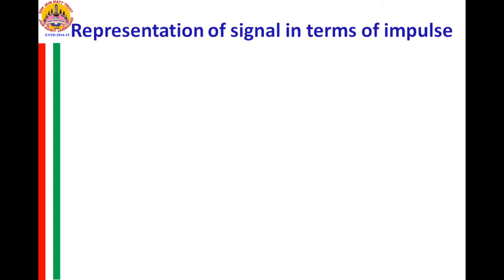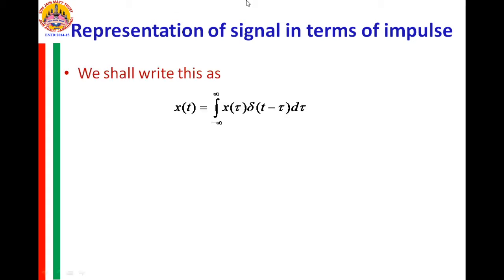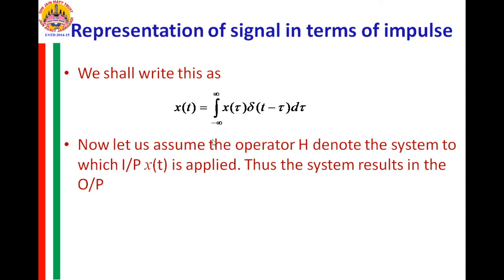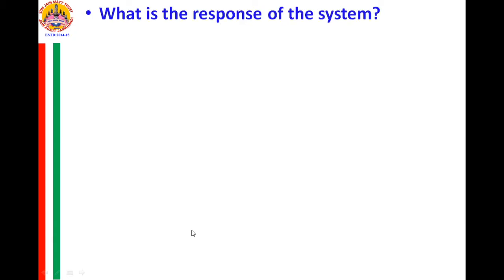We have already seen that every signal can be expressed in terms of an impulse function. So, we may write the signal in terms of an impulse function as x of t is equal to integration from minus infinity to plus infinity x of tau delta of t minus tau d tau. Now, let us assume we operate on the input x of t with the operator h to result in the output y of t, which mathematically can be expressed as y of t is equal to x of t operated with the operator h.